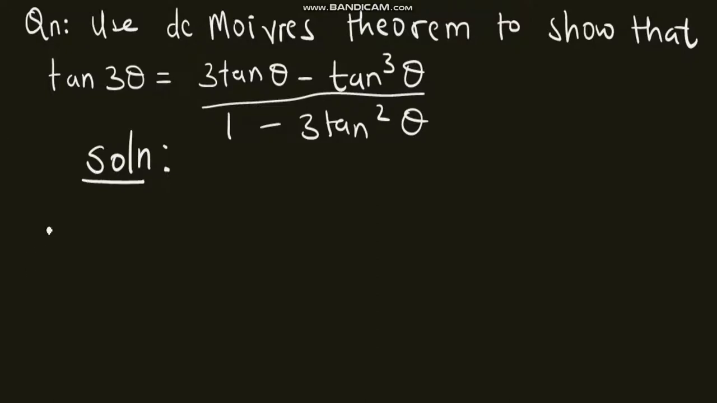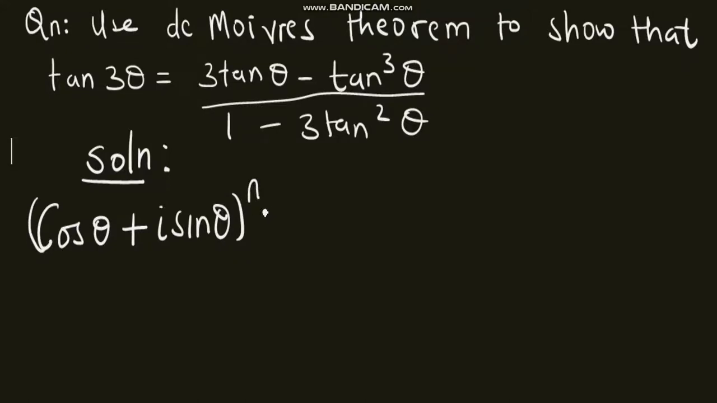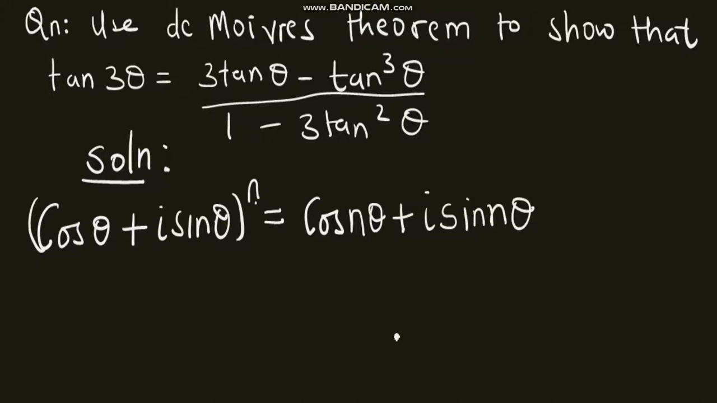Now the Moivre theorem states that cos theta plus i sine theta, all raised to the power n, can be written as cos n theta plus i sine n theta. We take the n and multiply it with theta in both places.